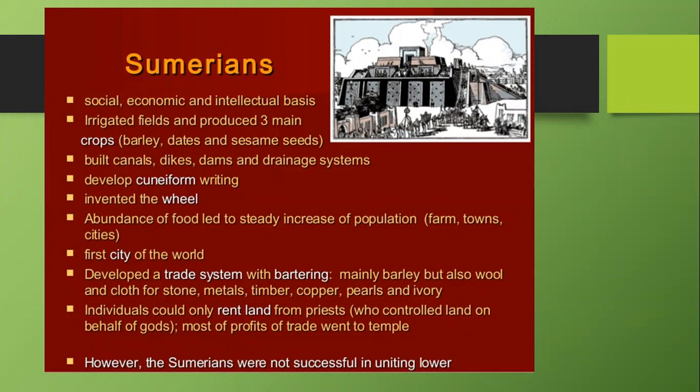They had an abundance of food that basically was because of the way they were farming. So they had a giant increase of population. Sumeria, or Sumer, was the first city of the world. It developed a trade system with bartering, so mainly barley, but also wool and cloth was traded for stones, metals, timber, copper, ivory, pearls.